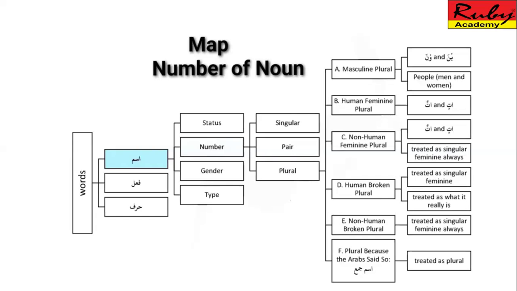So whatever the spelling pattern, that spelling pattern tells us it is plural. Their ending is only tanween, like singular, un, an, in. The non-human broken plural, you know, is treated as singular feminine always. And some plurals are plural because the Arab people said so. So they are treated as plural. We don't ask the question why it is plural. Okay, so that much we have learned till now. I hope you are getting what we have learned.